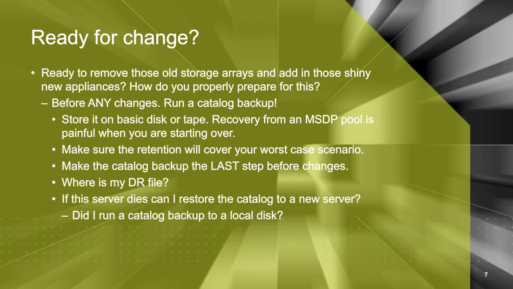You want to store your catalog backup on basic disk or tape. The reason for that is once you get into a DR situation, you'll have to configure the basic disk or tape where the catalog backup is sitting, and it's just extra steps and extra points of failure if you're doing MSDP reconfiguration to pull that recovery. So best practice there is always to do tape or basic disk. They're fairly simple to configure in a new environment.